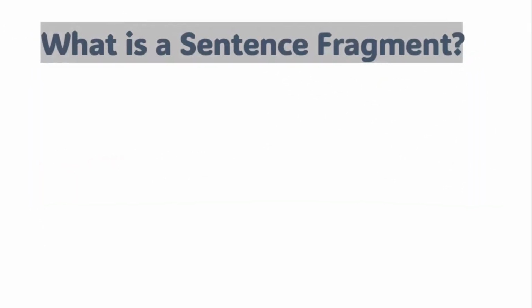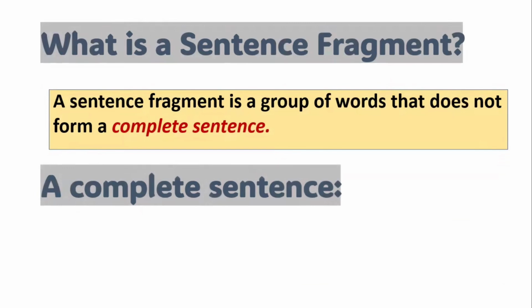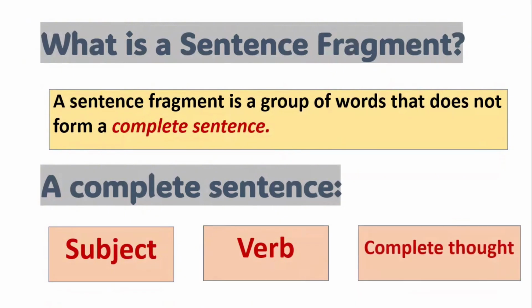So what is a sentence fragment? A sentence fragment is a group of words that does not form a complete sentence. And in order to have a complete sentence in English, you should have a subject, فاعل, verb, فعل, and you should have a complete thought, فكرة كاملة, a complete idea in a sentence.